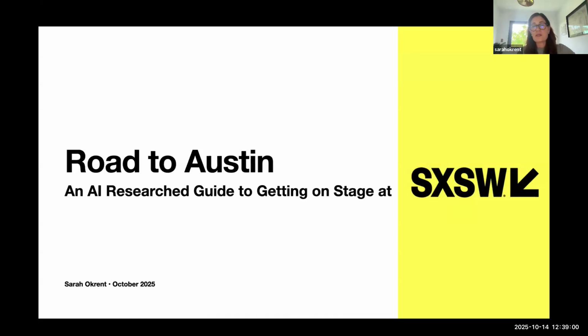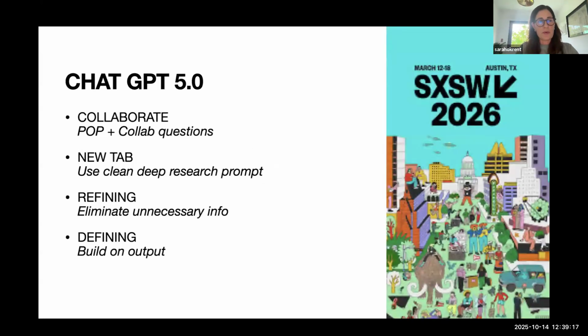So I chose in this case ChatGPT 5.0 because I already have a paid version and I wanted to really explore it. And I chose South by Southwest because that's coming up soon and I need to get on it. So basically, I kept it really simple, right? The first thing that I did, and this is a tip that I got from Pete in our coaching session, was to collaborate with ChatGPT on my prompt.